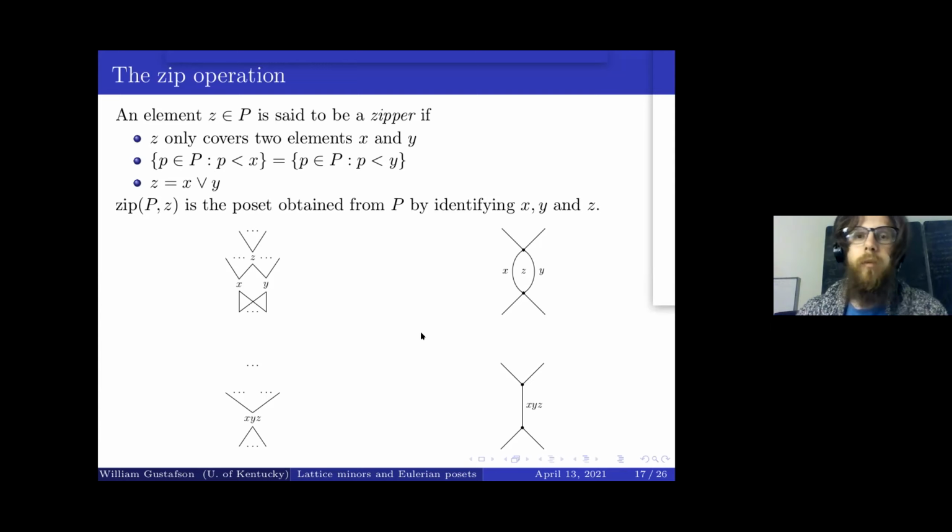Okay, then one thing I want to point out is if your poset P happens to be thin, then this second condition follows for free. So you only have to check the first and the third actually. So that can simplify things.